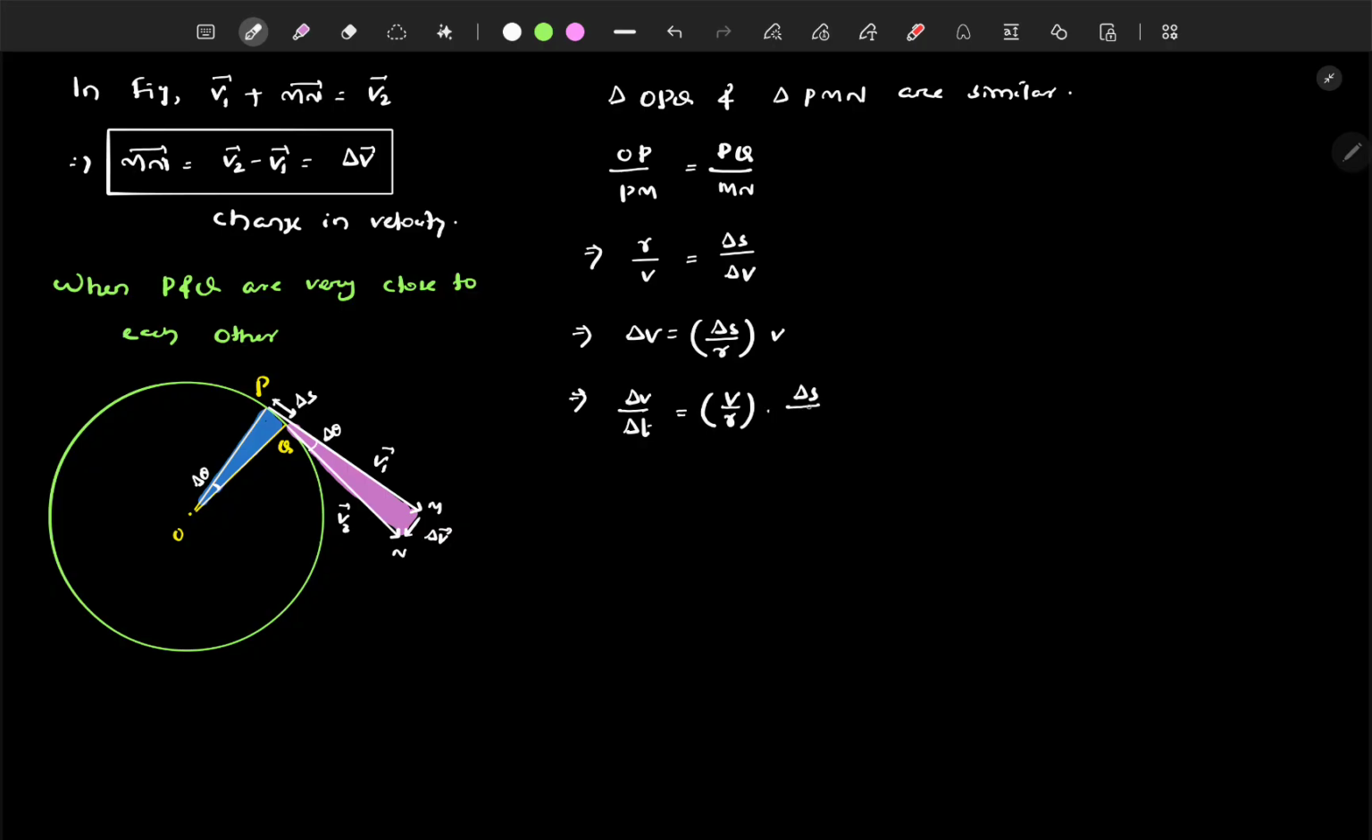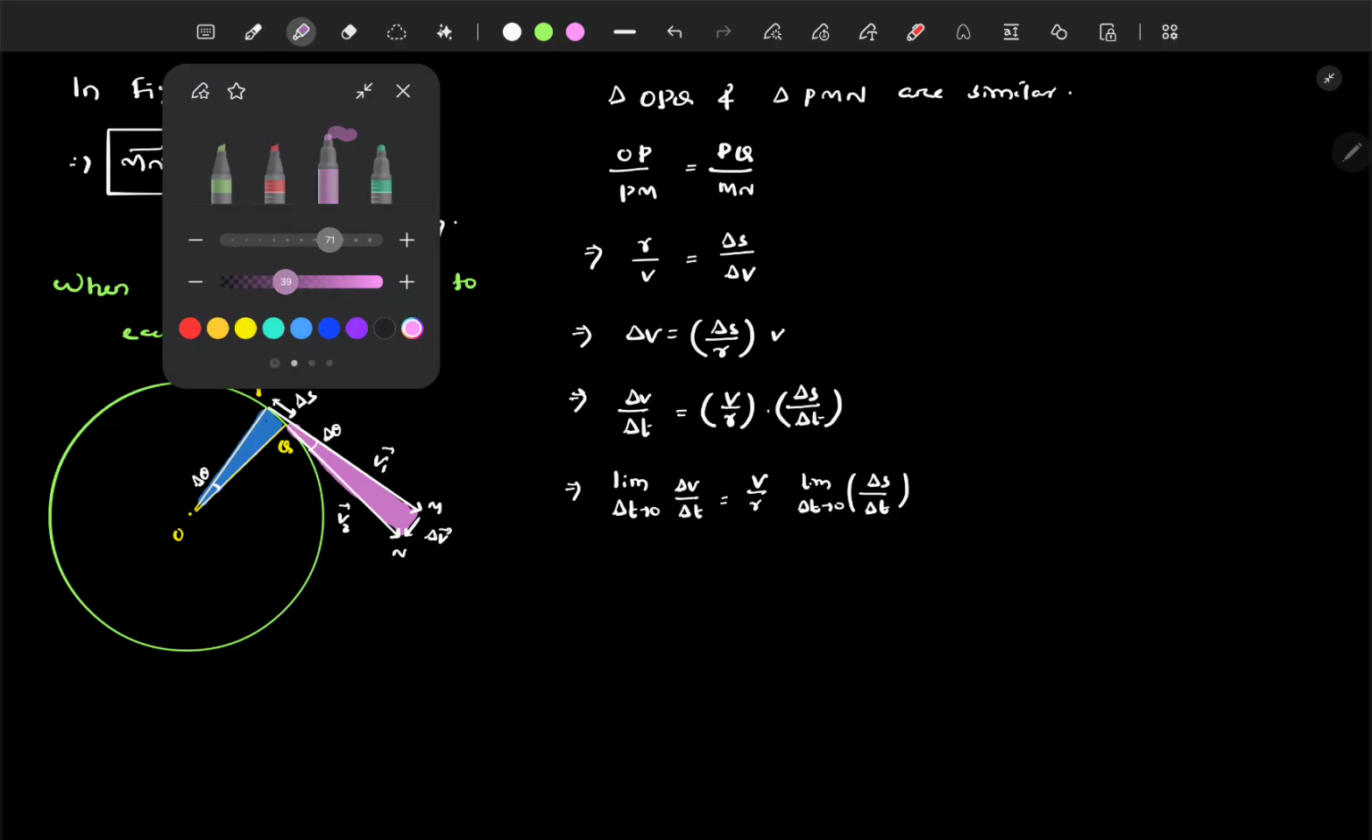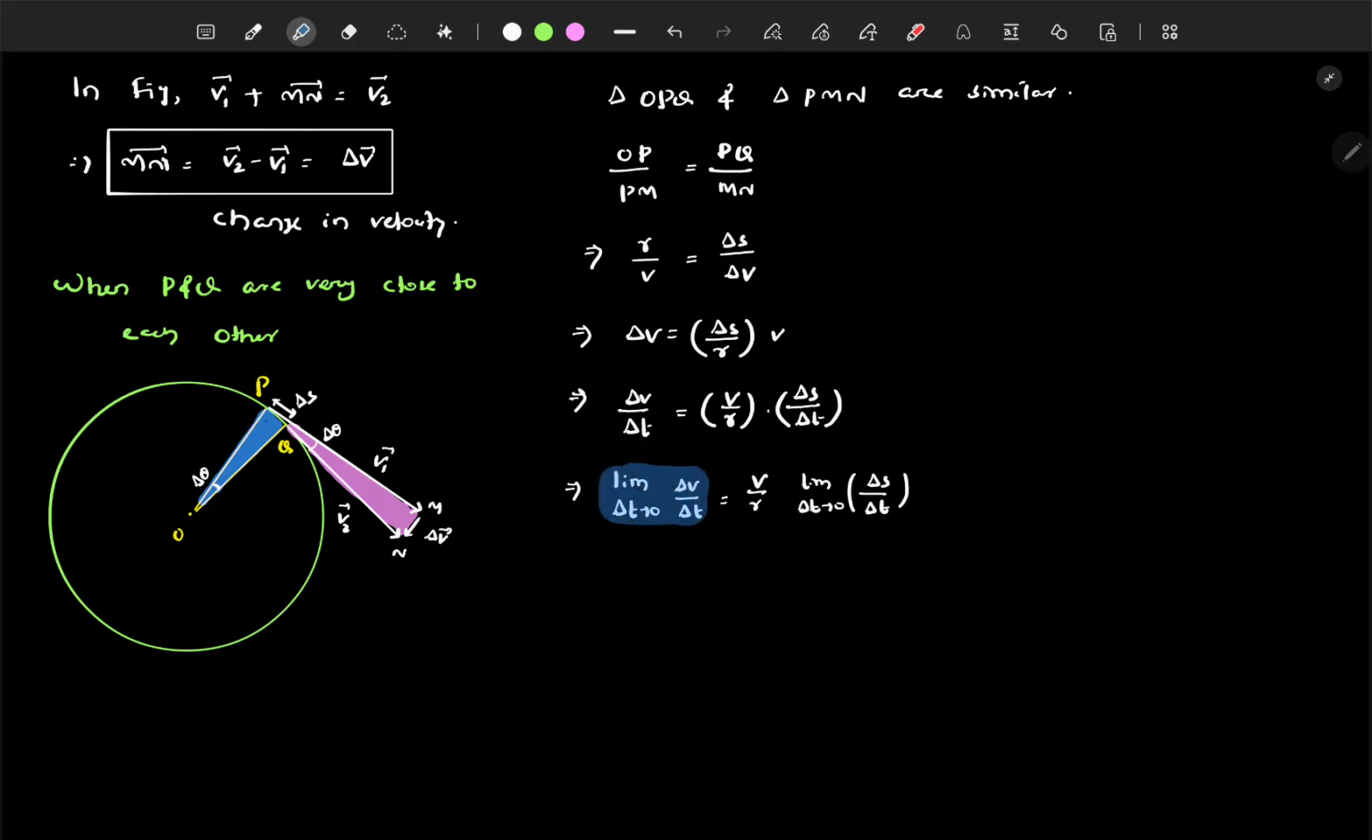Yes. So taking limit on both sides, हम लोग डिफरेंशिएट किए हैं with respect to time, so limit delta T tends to 0, delta V by delta T is equals to V by R, limit delta T tends to 0, delta S by delta T. बस ये करने से हम लोग क्या लिखेंगे, देखो आफ्टर डूइंग दिस वी कैन से दिस होल टर्म विल गिव अस dV by dt, एंड ये हो जाएगा हमारा dS by dt, ओके.